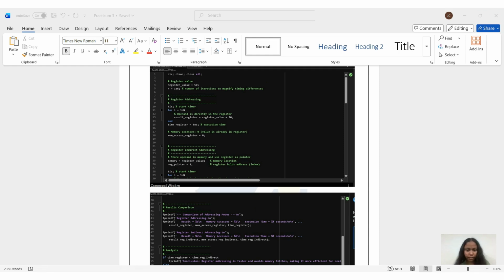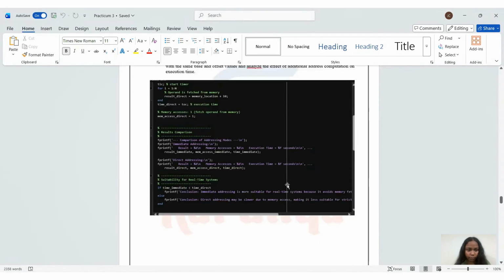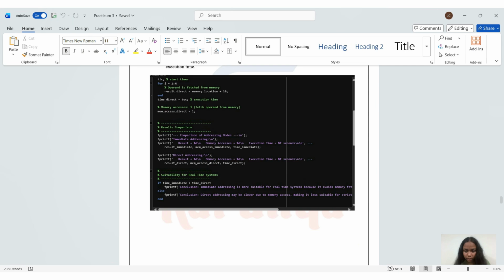And the third, next we can move on to the third code. This third code explains the displacement addressing. The effective address is calculated using the formula EA is equal to base plus displacement. This requires one arithmetic addition operation and typically one memory access to fetch the operand in the MATLAB simulation.